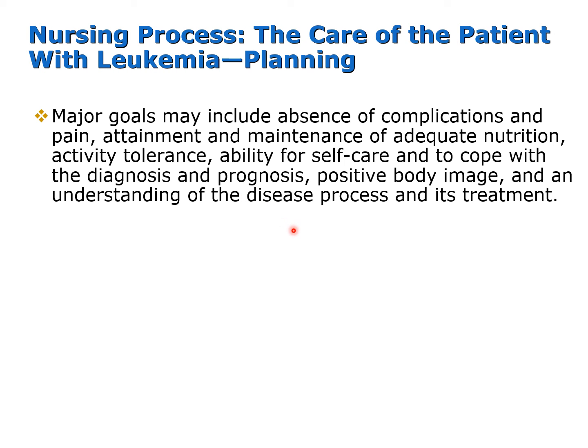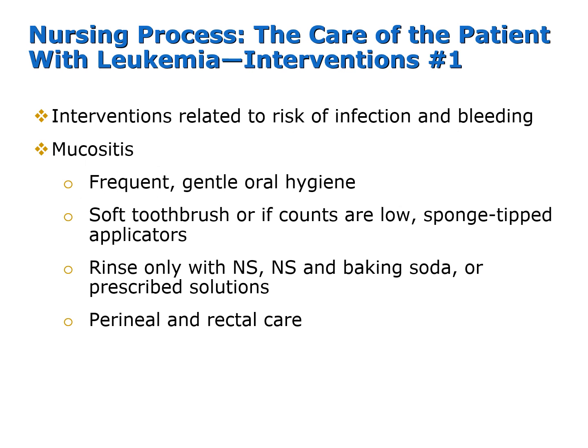Your planning is going to depend on whatever your nursing diagnoses are. So for mucositis, for instance, frequent but gentle oral hygiene, keyword being gentle, soft toothbrush, or if your ANC counts are very low, sponge-tipped applicators, rinse only with normal saline and baking soda or prescribed solutions, perineal and rectal care as much as possible, because you don't want them to end up with an infection on top of everything else, right?